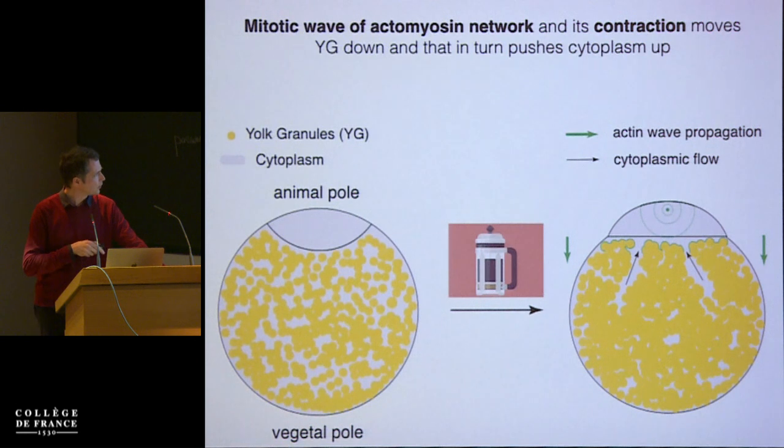Now, what we are thinking here, in a very simplistic model, is a French press model where essentially there's a wave of bulk actomyosin generated at the animal pole. It moves downwards, it hits the yolk granules, it's being polymerized on the yolk granules, and then it moves the yolk granules down. And by volume exclusion, you get a flow of ooplasm upwards.